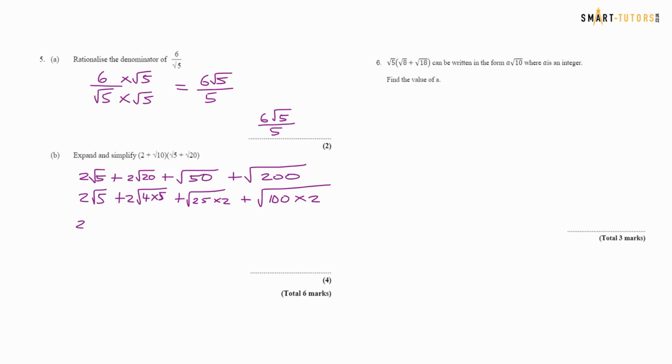Now we can easily do this one. 2 root 5 plus root 4 is 2. 2 coming outside, 2 times 2 is 4 root 5, plus root 25 is 5 root 2, plus 10 root 2. Now if we simplify 5 root 2 plus 10 root 2, it's going to be 15 root 2 plus 6 root 5. So that is the answer for the question. So 15 root 2 plus 6 root 5.